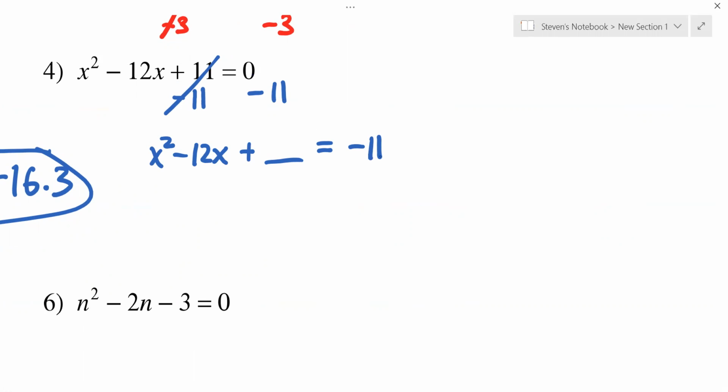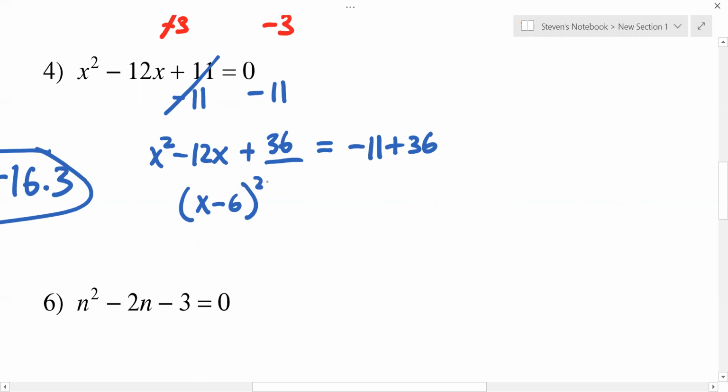So we're going to take b divided by 2 and square it. 12 divided by 2 is 6. 6 squared is 36. So we're going to add 36 to both sides. And this is going to factor to be x minus 6 times x minus 6, or x minus 6 squared, because negative 6 times negative 6 is 36, and negative 6 plus negative 6 is negative 12. Equals, and then negative 11 over here, negative 11 plus 36 is positive 25.